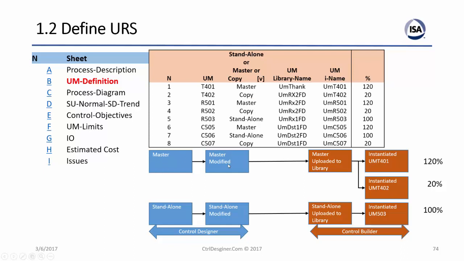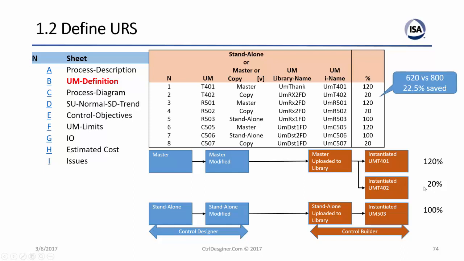Therefore, we have a master, we modify the master, we generate the unit in the DCS system, and once we have done this, we instantiate it as a UM. Now we give the master about 120% work compared to the copy, because it's a master and we need to worry about lots of little things. But when we instantiate its copy, we just give it 20% of the time.